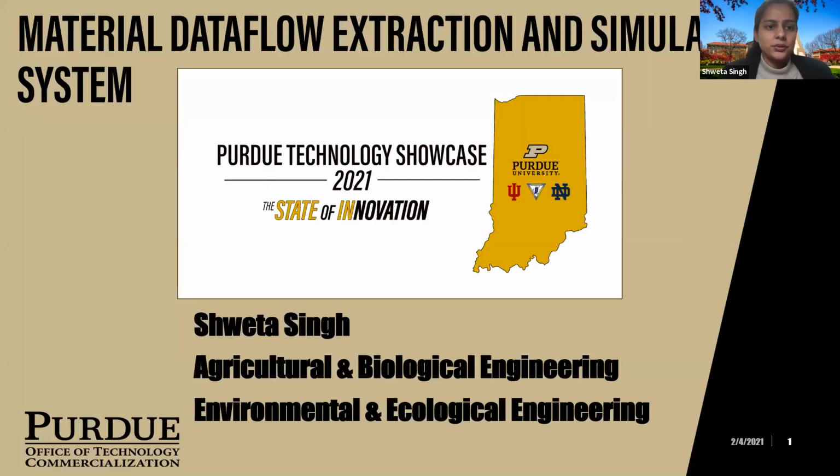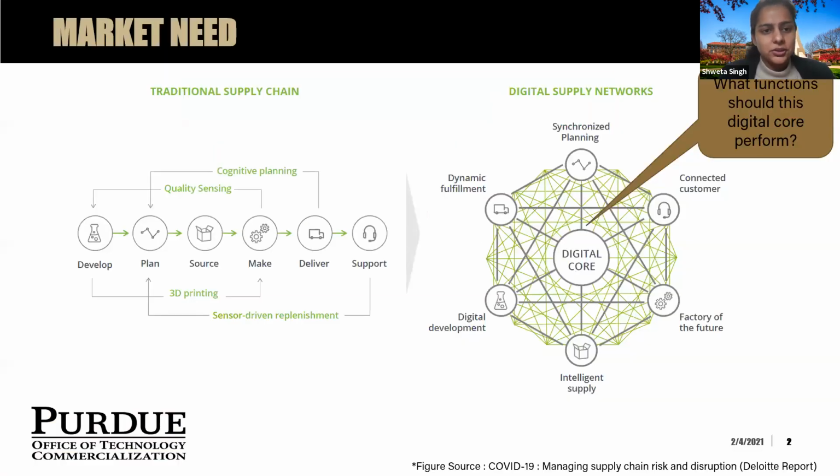Hello. In this video, I'm going to talk about the material data flow extraction and simulation system that we have created to map the manufacturing networks. The reason we developed this tool is that there is a huge push towards moving from our traditional supply chain management system, which is more of a linear system from developing to planning to production, with some feedback if there are any disruptions. So it's basically an inventory management system rather than looking into the network in depth.